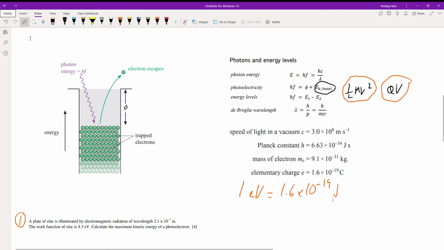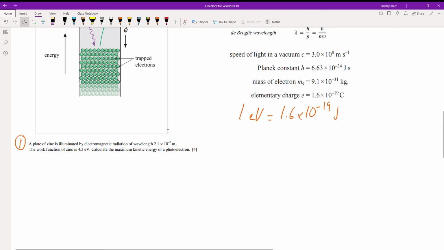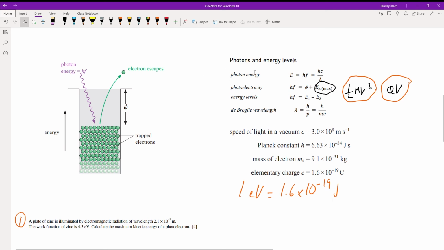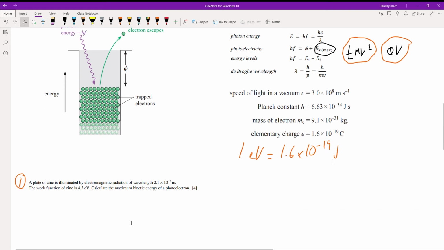Okay, so the question we have then, we've got a plate of zinc illuminated by electromagnetic radiation of wavelength 2.1 times 10 to the minus 7 meters. The work function of zinc is 4.3 electron volts. Calculate the maximum kinetic energy of a photoelectron. So we've got our relationship here. We've got the photoelectric effect formula, and we're given the incident photon wavelength. So we can use this.